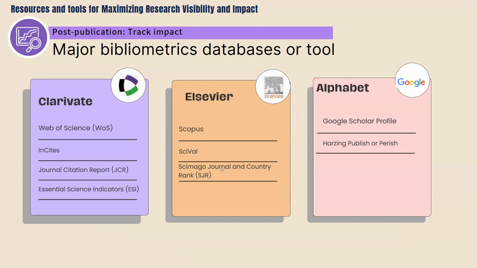When checking your research impact, use major bibliometric databases or tools such as the Web of Science InCites, Journal Citation Reports, Essential Science Indicators (ESI) from Clarivate, Scopus, SCImago SJR from Elsevier, Google Scholar, and Publish or Perish. These resources help track metrics like h-index, times cited, CNCI (Category Normalized Citation Impact), and FWCI (Field-Weighted Citation Impact).